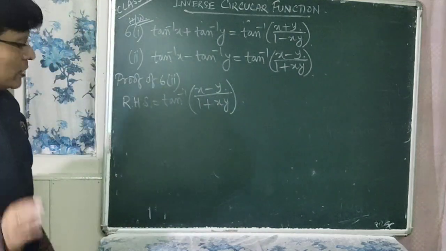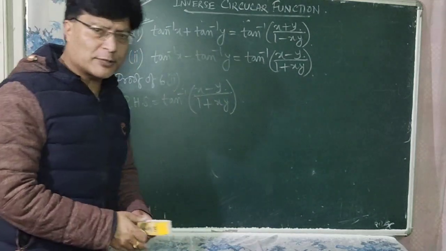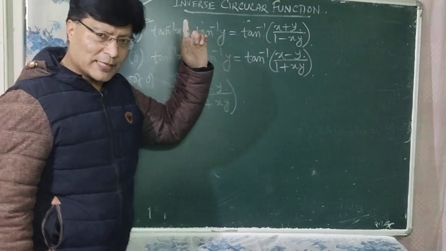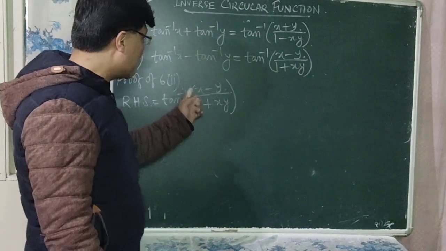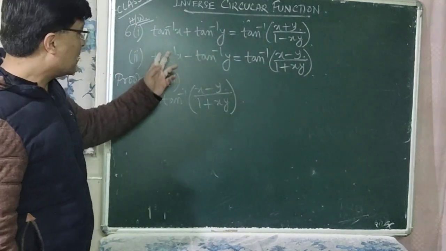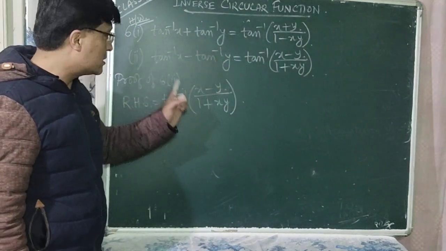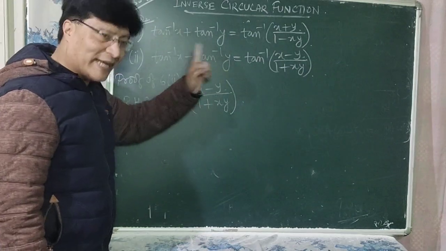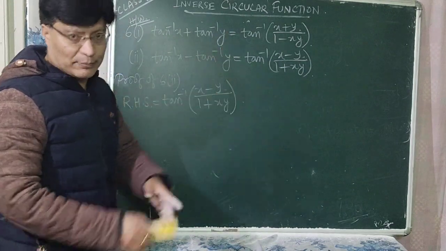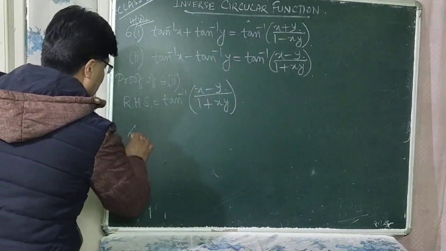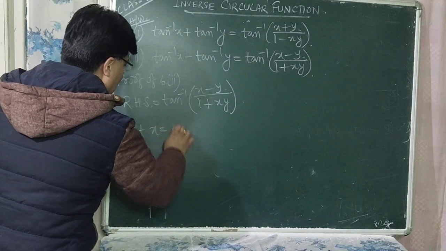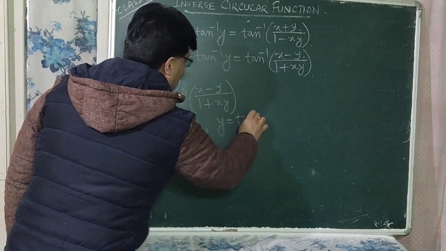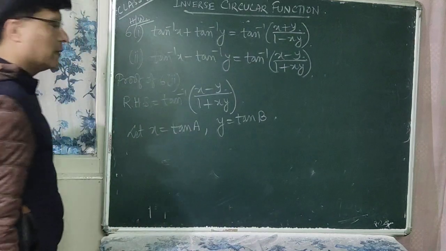Right? So here also you should do the trigonometric substitution. What should we put for x, and what should we put for y? Earlier we put sin A, sin B, cos A, cos B. Now here, since it involves tan inverse x and tan inverse y, what should we put for x and y? x is equal to tan A and y is equal to tan B. So let x is equal to tan A and y is equal to tan B.